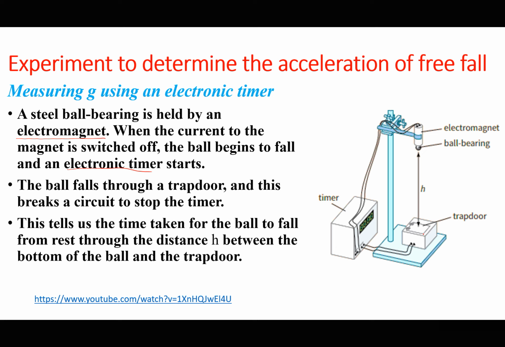So the timer is designed so that when the ball hits the trapdoor, the circuit is interrupted and the timer stops. This tells us the time taken for the ball to fall from rest through the distance h between the bottom of the ball and the trapdoor. So that will give us the time of fall in that case.